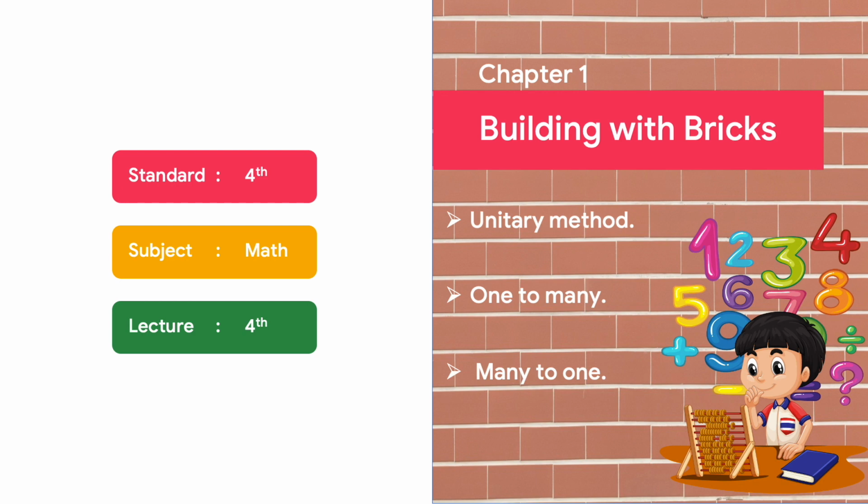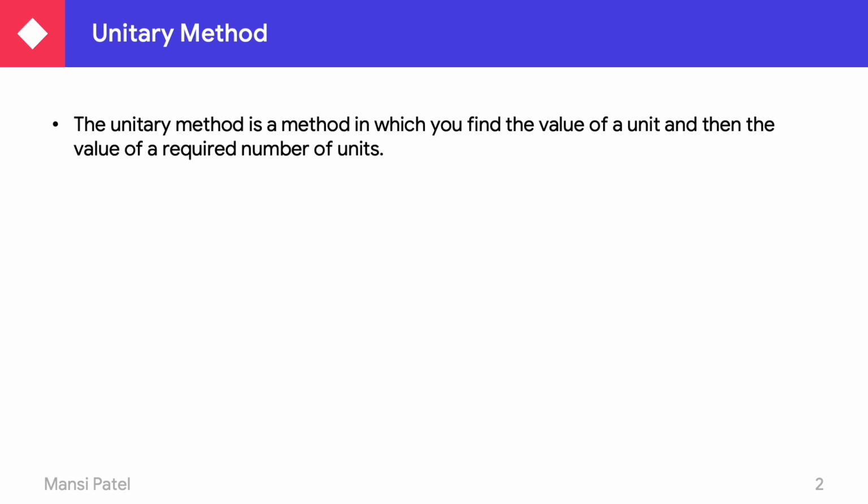Then we will find out the value of one thing from many things. Let us see. Do you know what is the unitary method? A unitary method is a method in which you find the value of a unit.